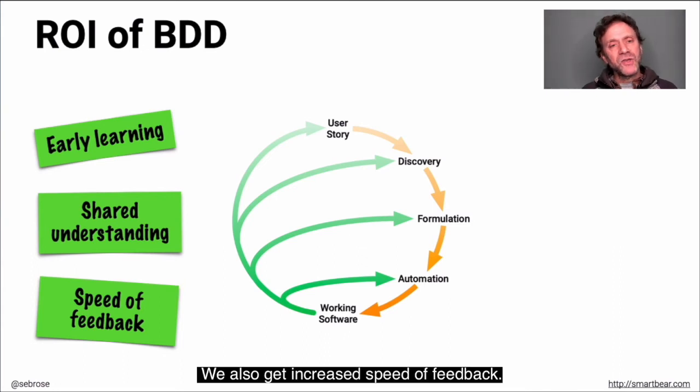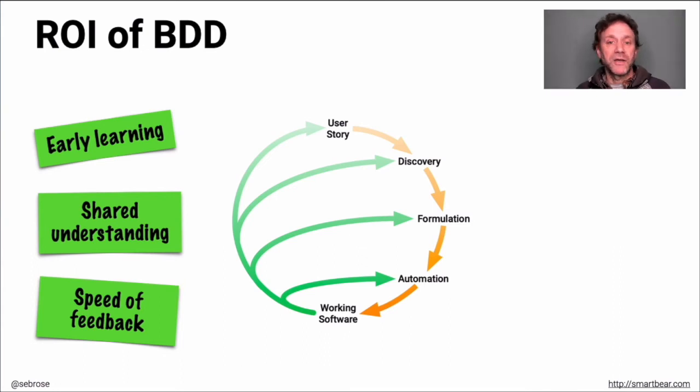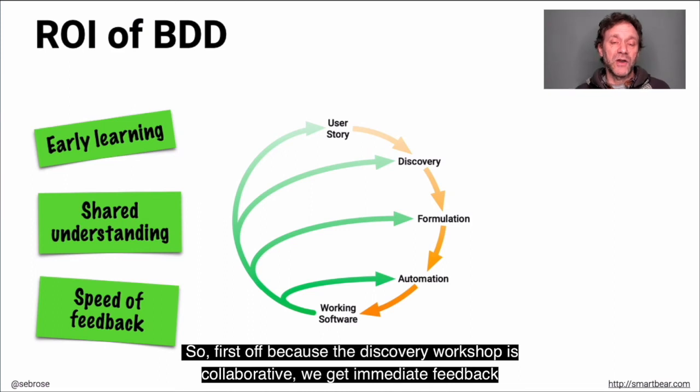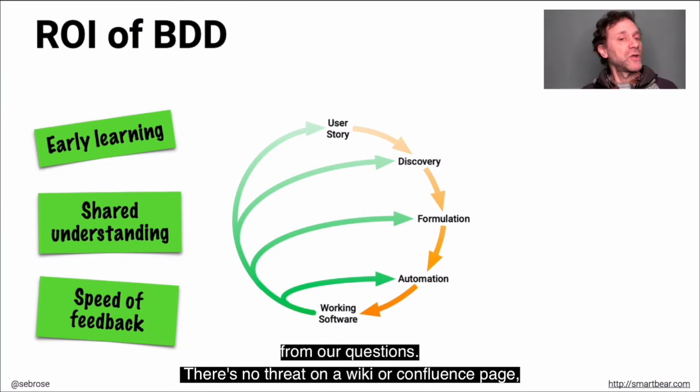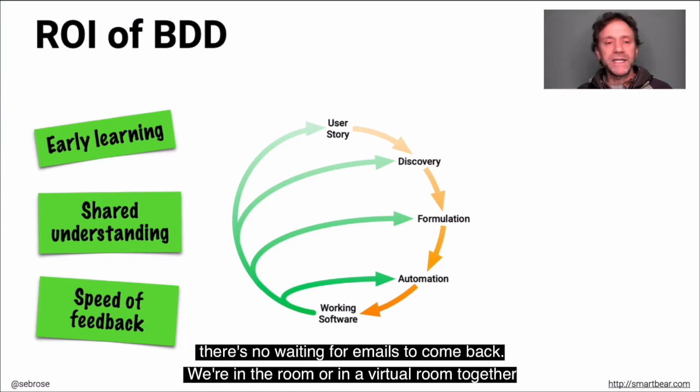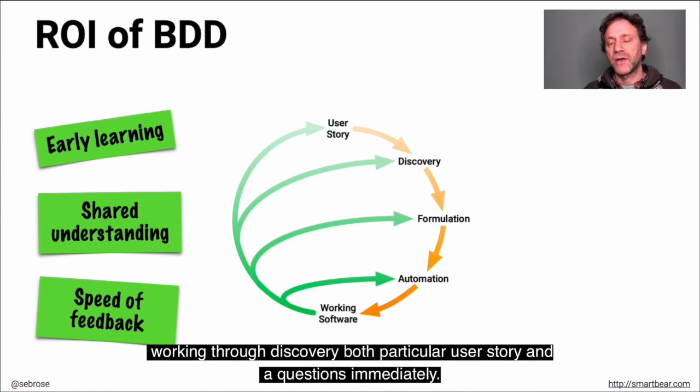We also get increased speed of feedback. So first off, because the discovery workshop is collaborative, we get immediate feedback from our questions. There's no thread on a wiki or a Confluence page. There's no waiting for emails to come back. We're in the room or in a virtual room together, working through the discovery of a particular user story, and our questions are answered immediately.